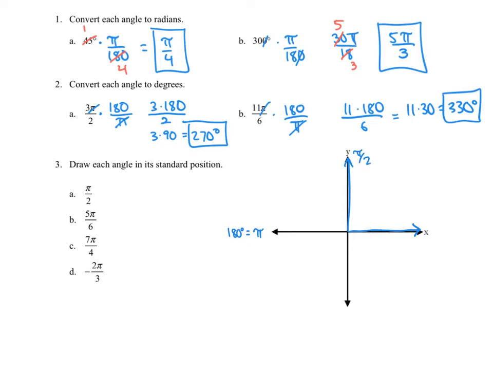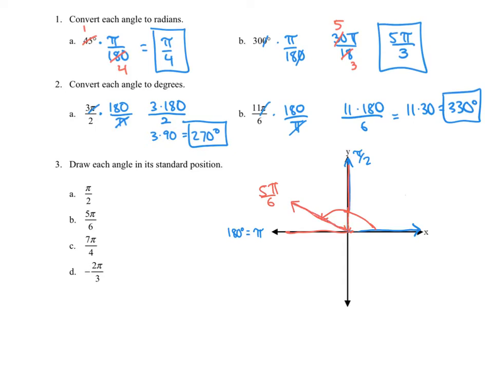5 pi over 6. If you divide pi, that half circle, into 6 parts, you would have 1 part, 2 parts, 3, 4, 5, 6. That would be dividing pi into 6 parts. 5 pi over 6 would be here. And then I'll erase my other lines. So that would be 5 pi over 6.